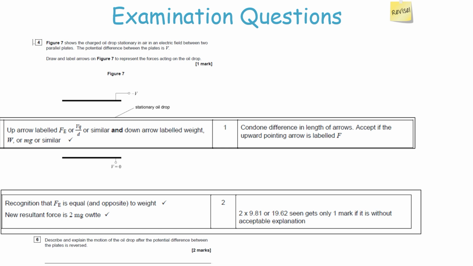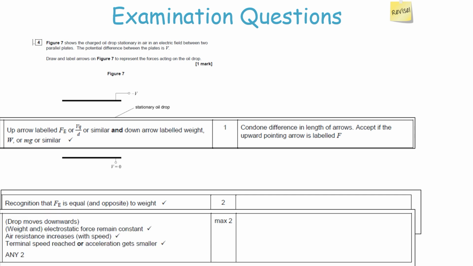Then describe and explain the motion of the oil drop after the potential difference between the plates is reversed. So if there's a resultant force downwards, this tells us that the force is acting downwards, so the acceleration is going to act downwards. But as the object moves downwards, the air resistance opposing this force due to the gravitational force and the electrical force is going to increase with speed until eventually they reach terminal velocity.